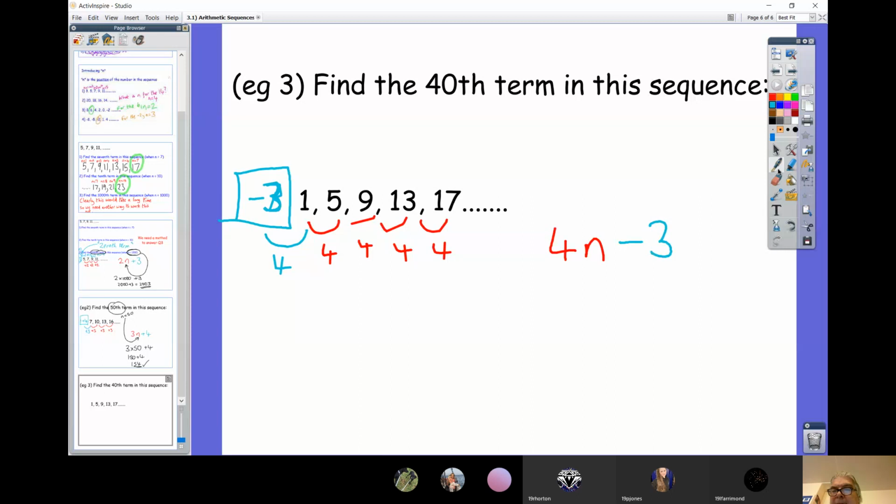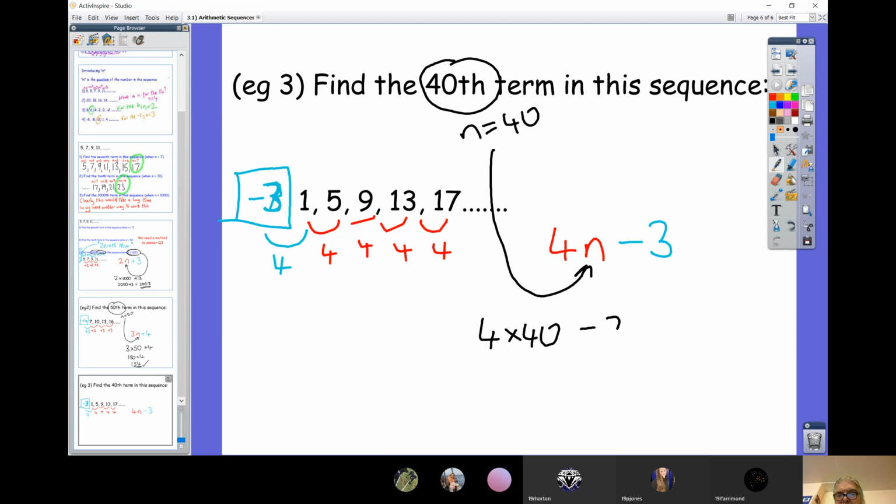Now, because we're working out the 40th term, n is 40, so we put 40 in there, 4 times 40, and then we take away 3. So we get 160, take away 3, which is 157. Is that what you said, Henry? Yeah, I said that. Well, plussing a -3 is minusing a 3. Okay.